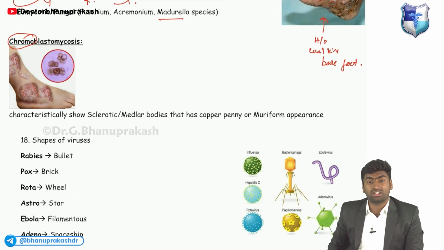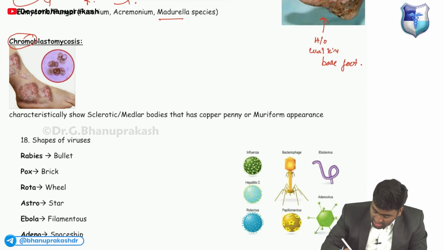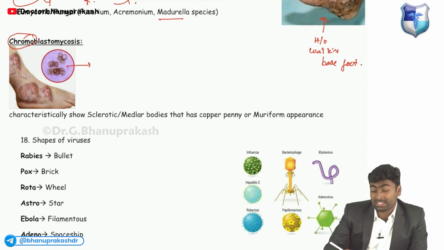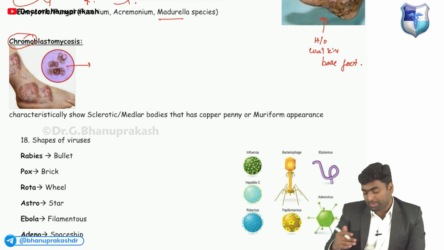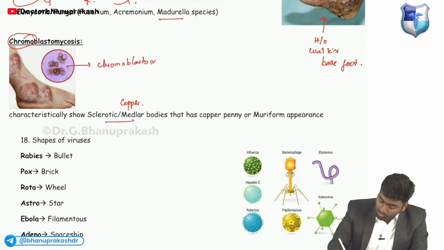So if you see a patient who is presenting with verrucous lesions, and on evaluation you are able to see sclerotic bodies, also known as copper penny bodies, also known as medlar bodies, all of the following will be seen in a case of chromoblastomycosis. Verrucous lesions with fungal history. Yes, fine.